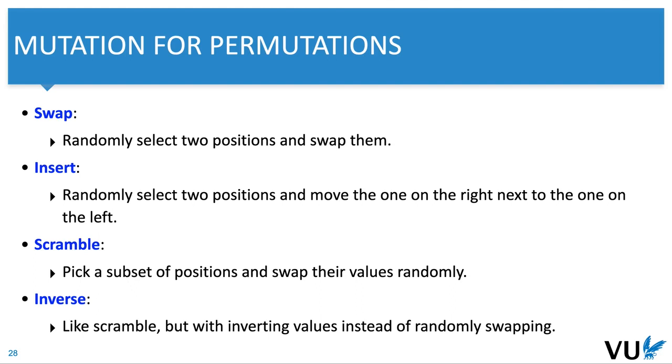Scramble is a generalization of insert. We just pick some subset of positions and we just swap. We just swap a couple of positions at once. And inverse is like scramble, but instead of randomly sampling, we just invert values.